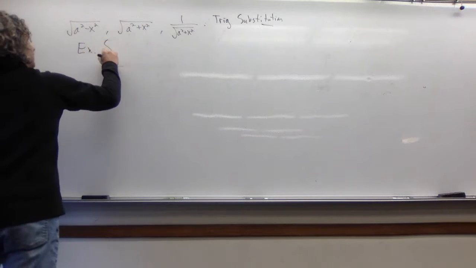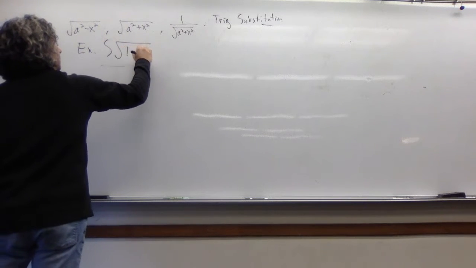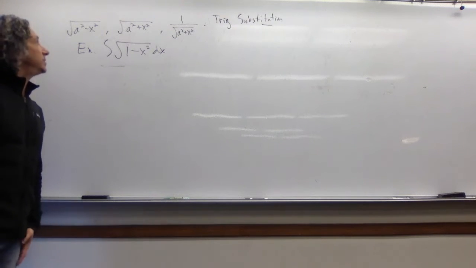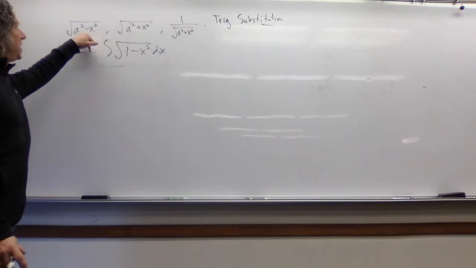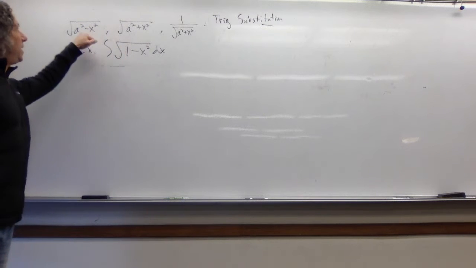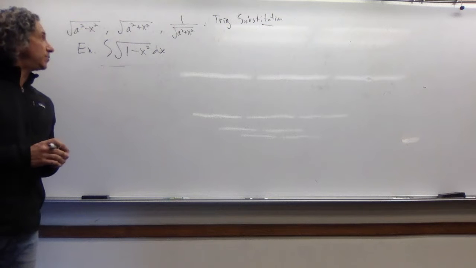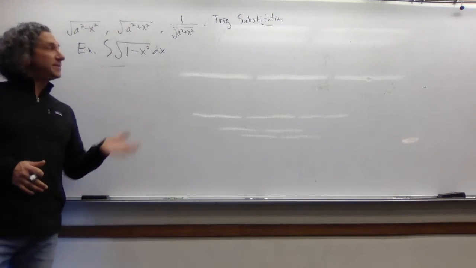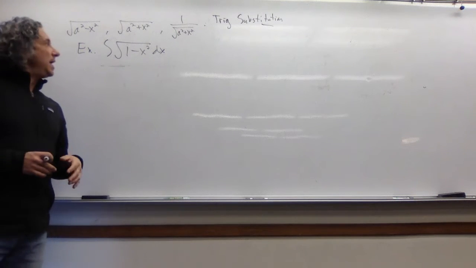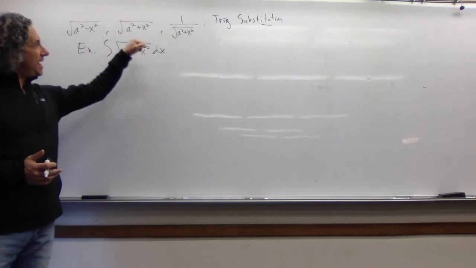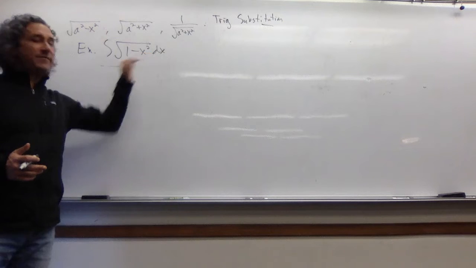Well, for my first example, let's study this guy, the square root of 1 minus x squared dx. So first off, I want you to note that it's of this form, right? Because in this case, we can let a equal 1. Second, this is actually something we've seen before when we were first doing areas. This guy happens to be the top half of a circle.